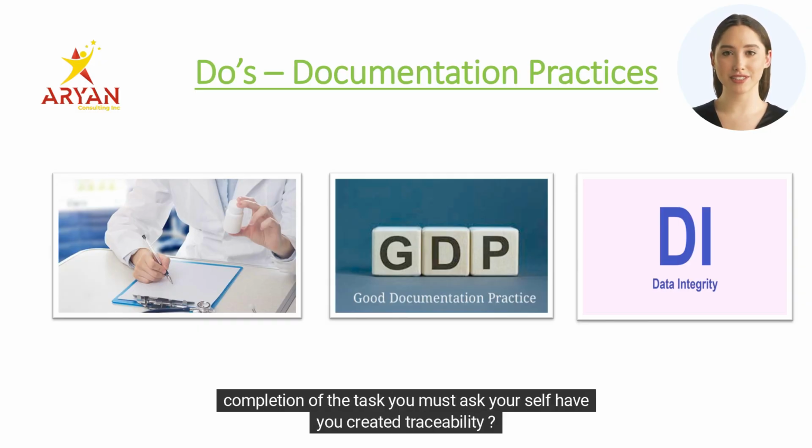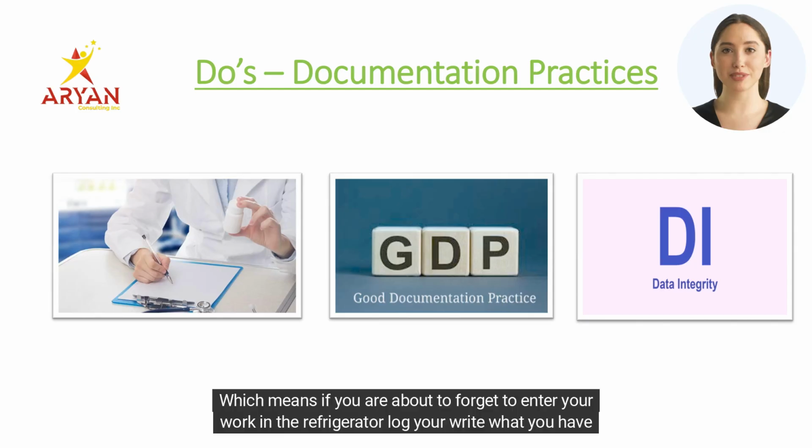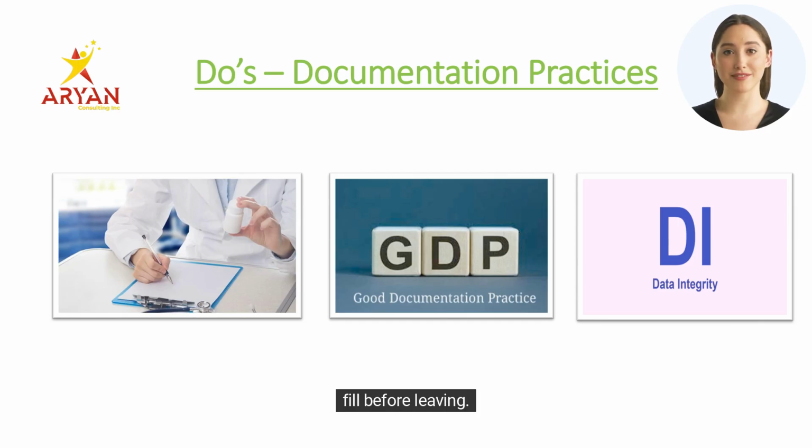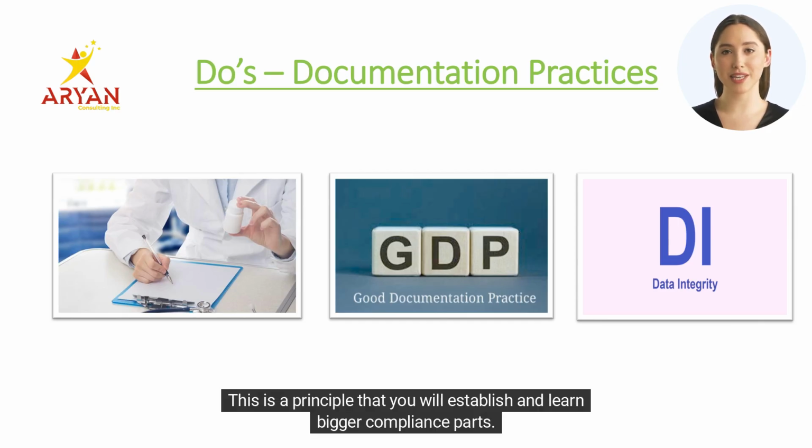After completion of the task you must ask yourself, have you created traceability? Which means if you are about to forget to enter your work in the refrigerator log, your write what you have done reminder would tell you that this must have traceability and a log should be there, and I must fill it before leaving. This is a principle that you will establish and learn bigger compliance parts.